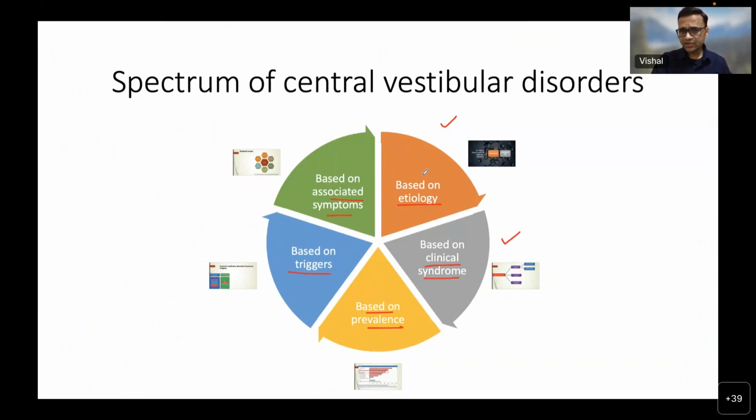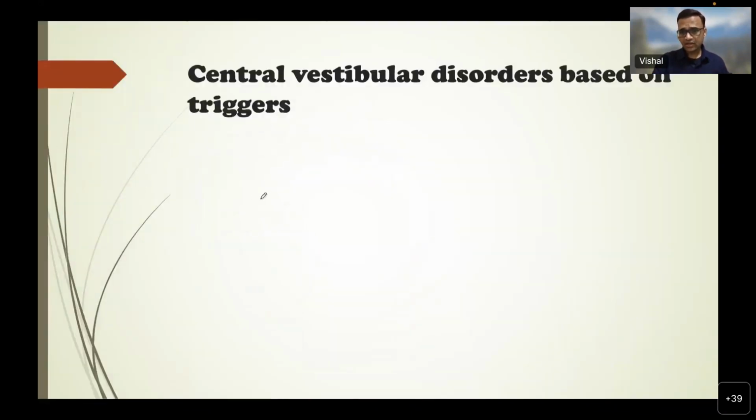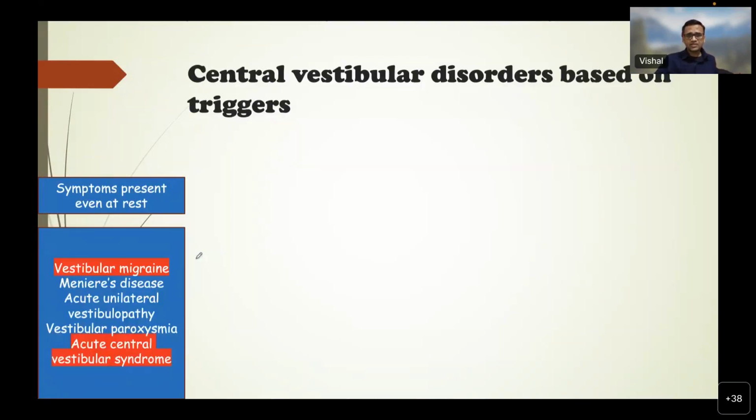Last time we discussed based on the etiology. This was about according to the clinical syndrome. Now next is based on triggers, like what is the trigger for the symptoms. So first, in the majority of central disorders, the symptoms are present even at rest. For example, in acute central vestibular syndrome, like in a patient with vascular vertigo, it develops spontaneously. The stroke develops spontaneously. And in vestibular migraine, patients can have spontaneous attacks of vertigo.